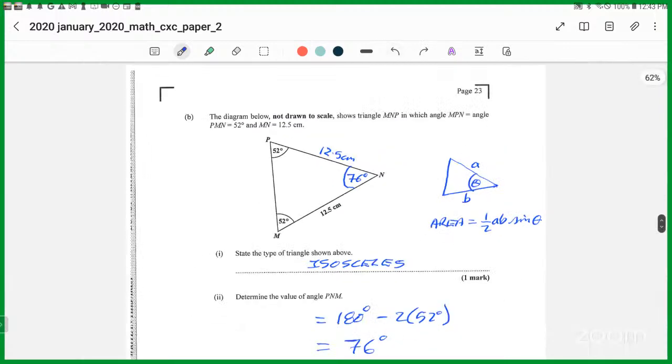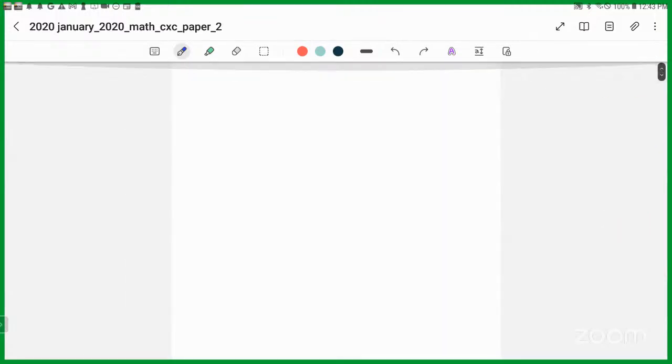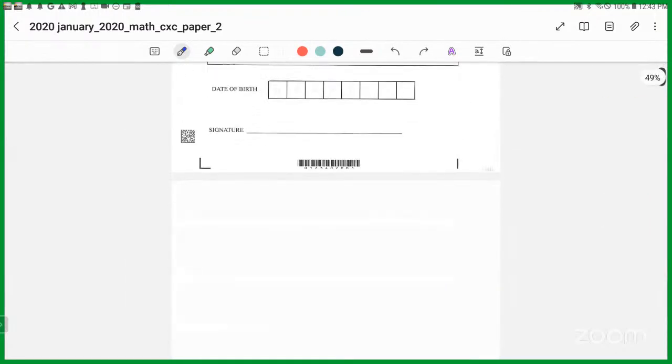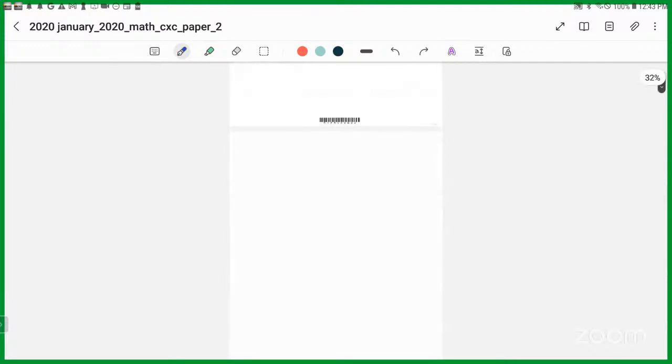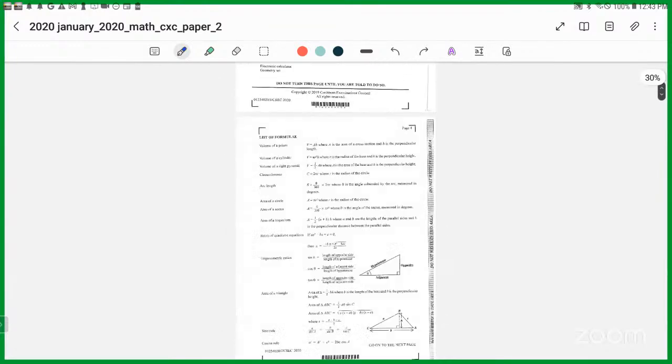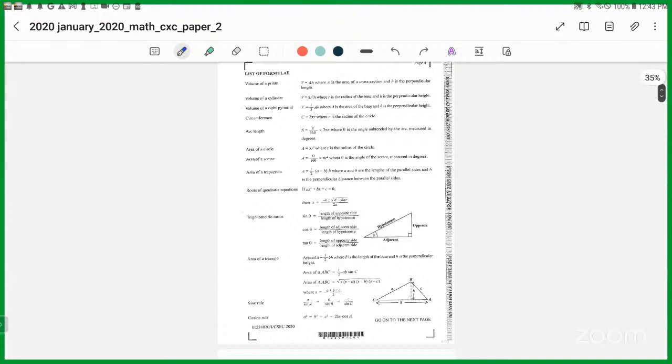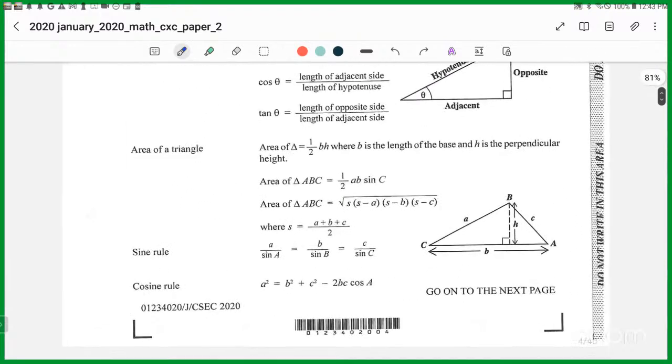Let me see if it's on the formula sheet. Let's see if the formula sheet is there. See the formula here, so this is it.